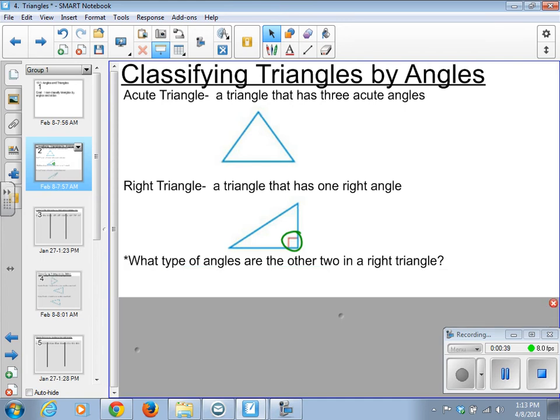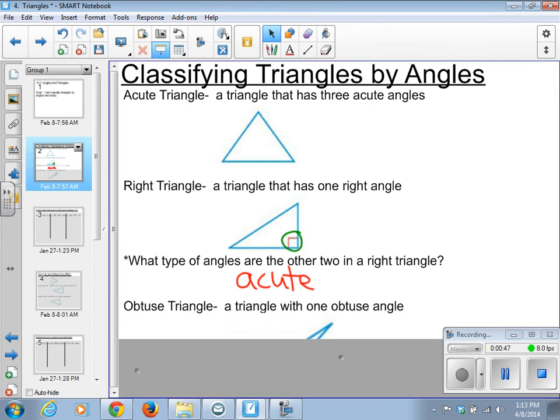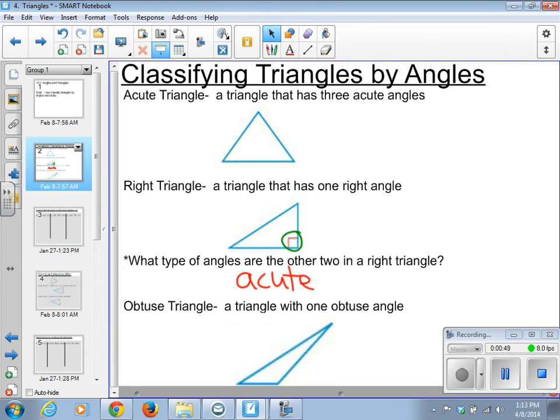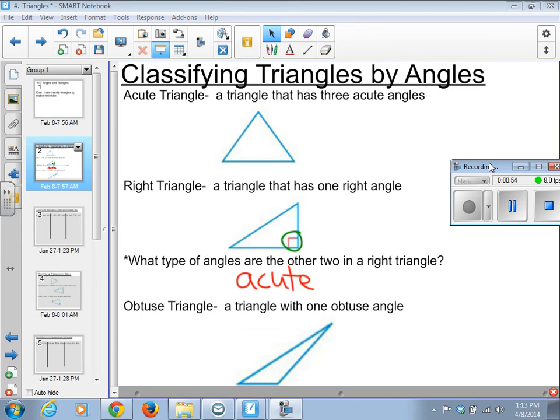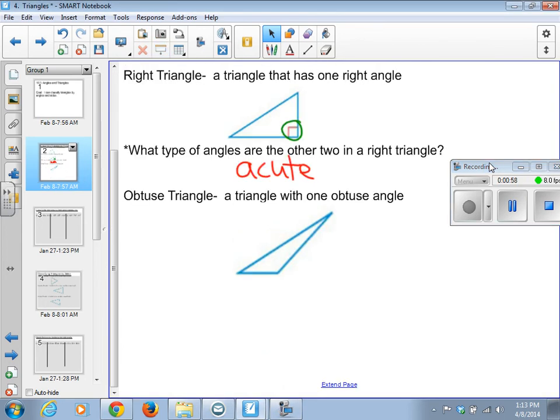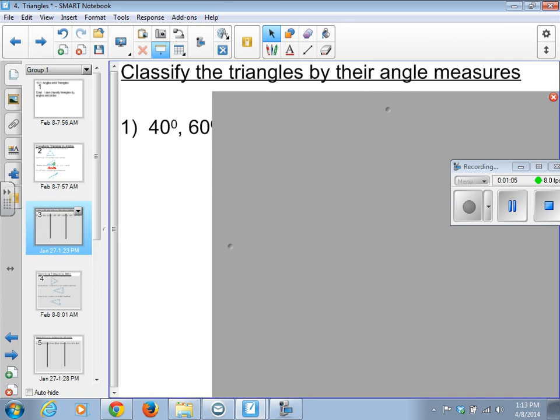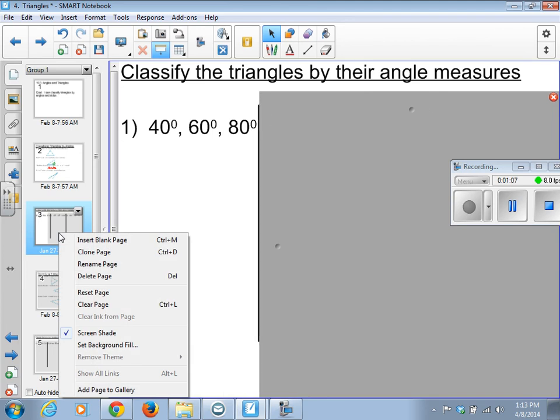And in a right triangle, if one angle is 90 degrees, the other two angles must be acute. Finally, we have an obtuse triangle. This is a triangle that has one obtuse angle. And again, like the acutes, it should be easy to see by the triangle drawing. So we should be able to identify the type of triangle we have given angle measures.